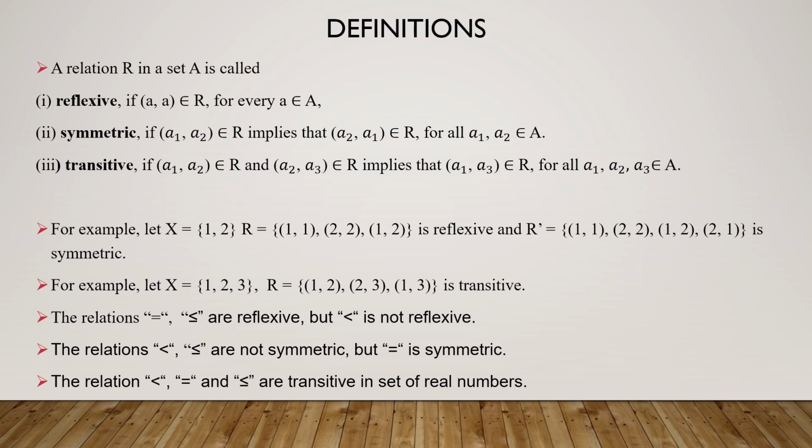Similarly, the relations less than, equal to, and less than or equal to, if I take these relations, then they are transitive in the set of real numbers. Why are they transitive? Because first, take the less than relation. 2 is less than 3, 3 is less than 4, then 2 will be less than 4. So it is transitive. Equal to, obviously it will be transitive, and less than or equal to will also be transitive. So these are some general examples.